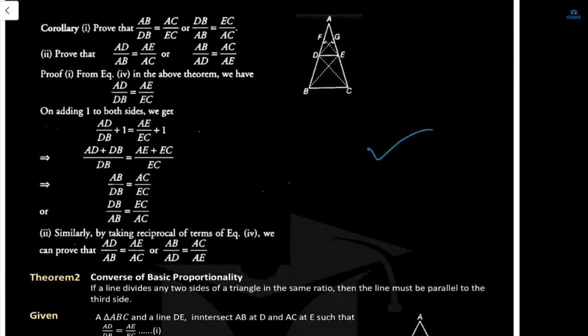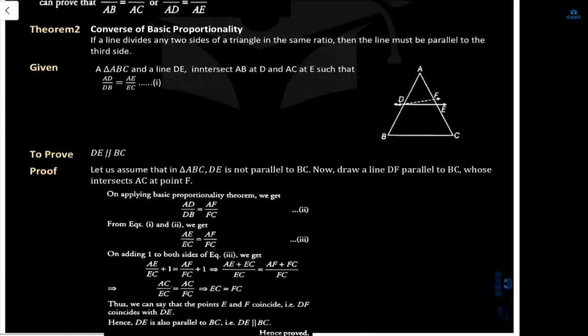Okay. Now the converse of the basic proportionality theorem. Converse is just the opposite, meaning what was given, you need to prove, and what was to be proved is given. That is, the ratio of AD upon DB is equal to AE upon EC is given. You need to prove that line DE is parallel to BC.